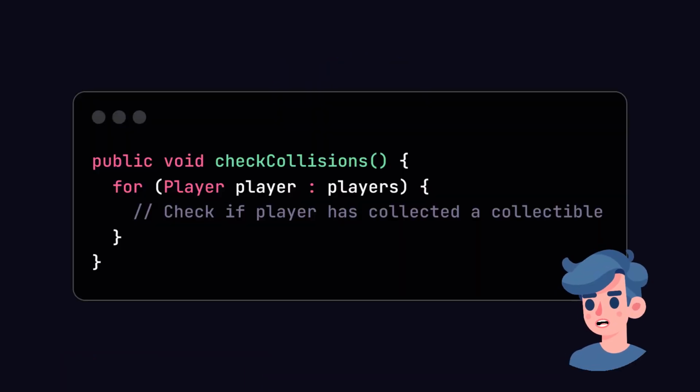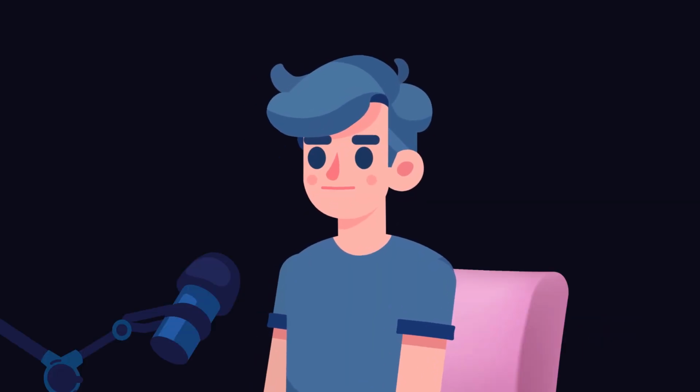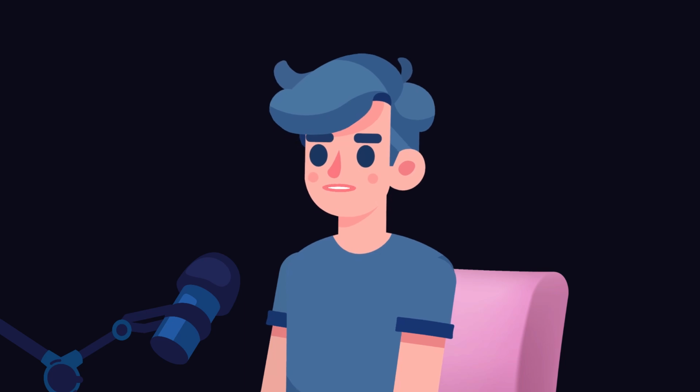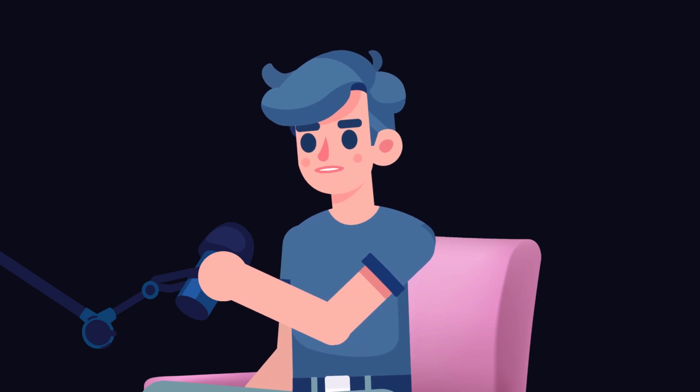Next, let's create a mechanism to check if players collide with collectibles. We will implement collision detection in our GameWorld class. This is crucial for cooperative gameplay. To check collisions between players and collectibles, you will use bounding box checks or distance calculations between the player and collectible sprites. If they intersect, you can remove the collectible from the game.